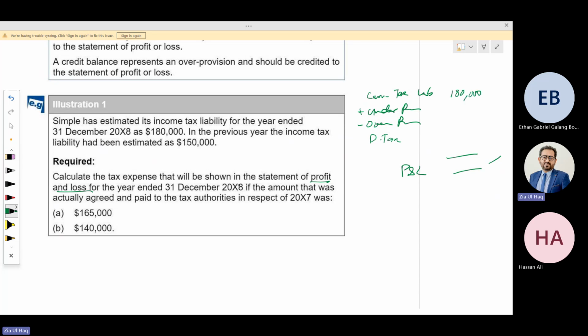Calculate the tax expense that will be shown in the statement of profit or loss for the year ended 31st December 20x8, if the amount that was actually agreed and paid to tax authorities in respect of the previous year was 165,000. What was the tax liability in the previous year? 150,000. If they paid 165,000, that liability was under by how much? 15,000. So in current year, we need to add the under provision of 15,000. So the current charge will be 195,000 for part A. Done.